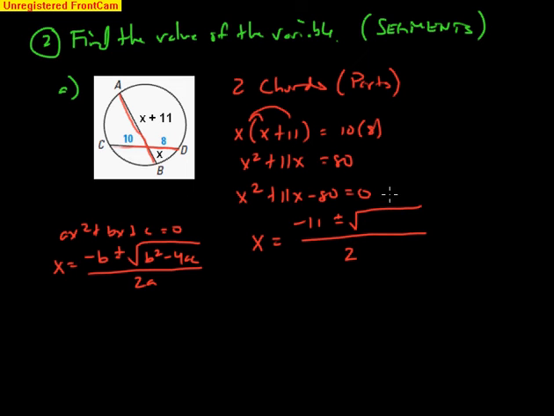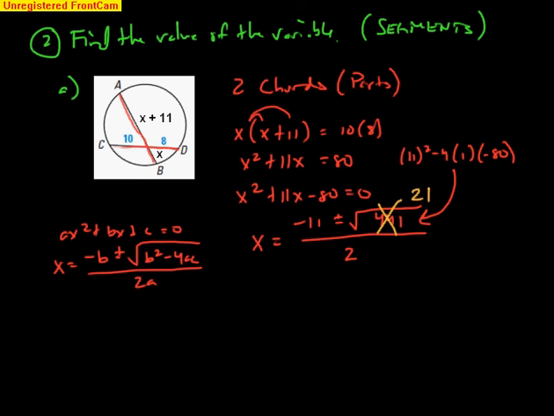And to do the b squared minus 4ac, I'm going to take 11 squared minus 4 times 1 times negative 80. And when you do this, you get 441. That's the number that goes in there, 441. But now I want to quickly figure out what the square root of 441 is. I don't want that there. So square root of 441, and it comes out to be a nice number of 21. So this is now 21.